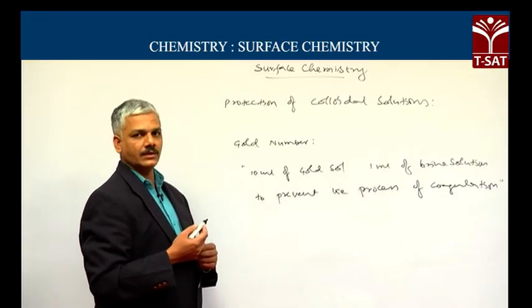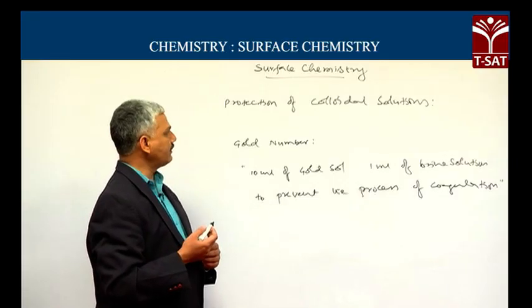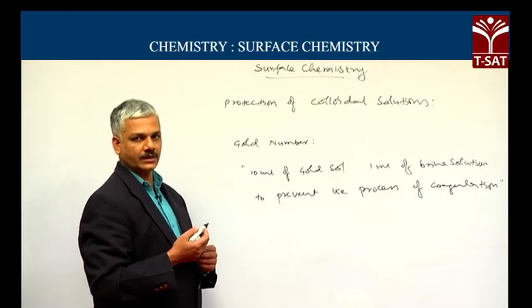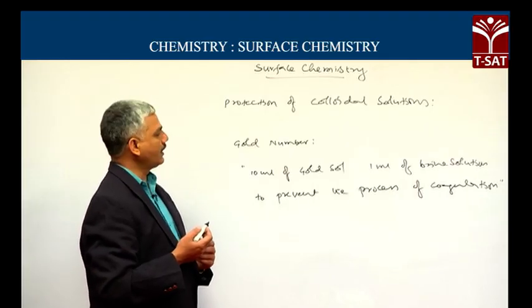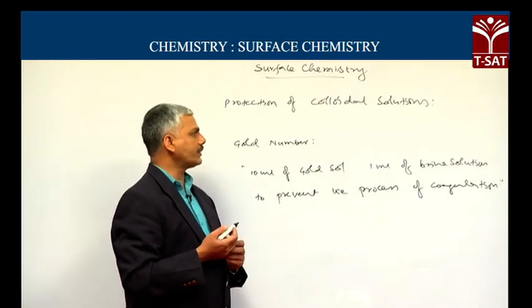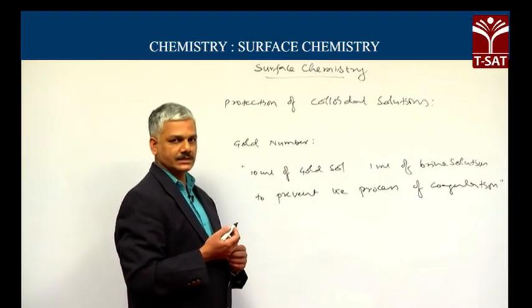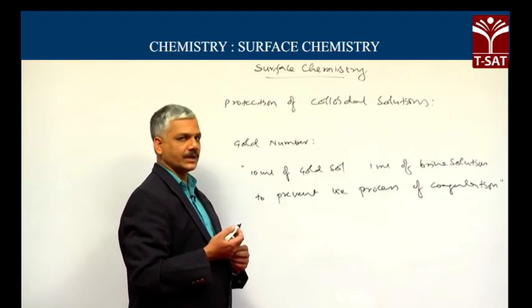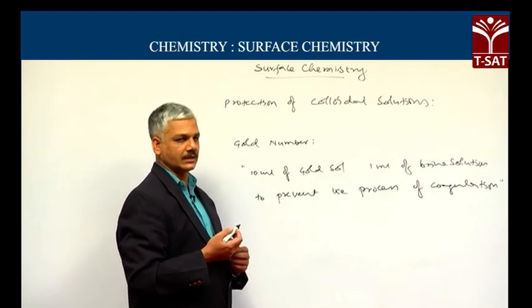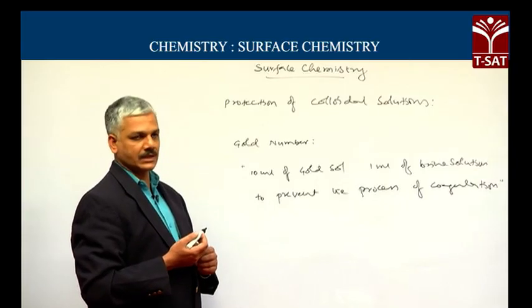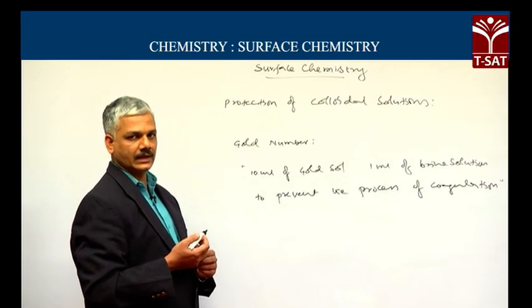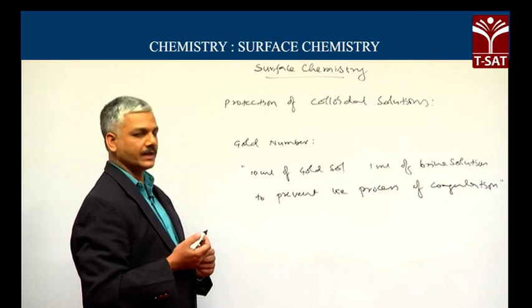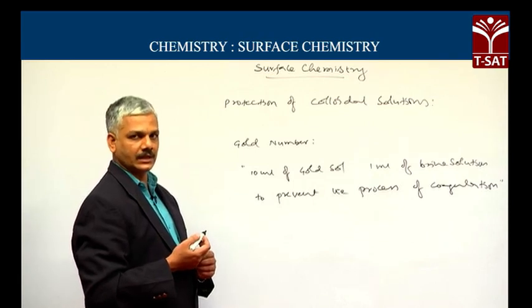With increase in the gold number value, the efficiency of protective colloid decreases. Among the available protective colloids, gelatin has least gold number value and hence its protection capacity is the highest. Potato starch has highest gold number value and hence its protection capacity is the least.